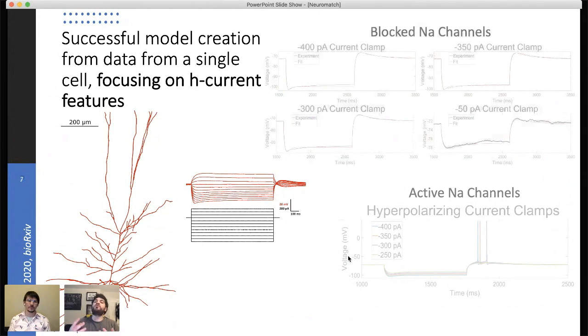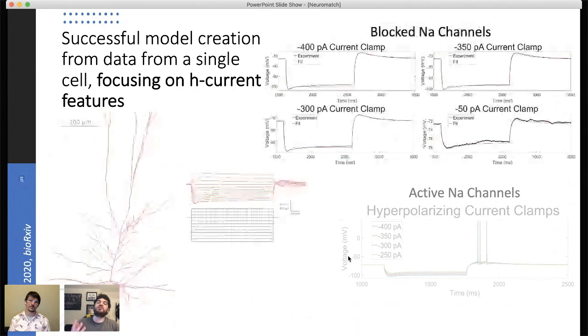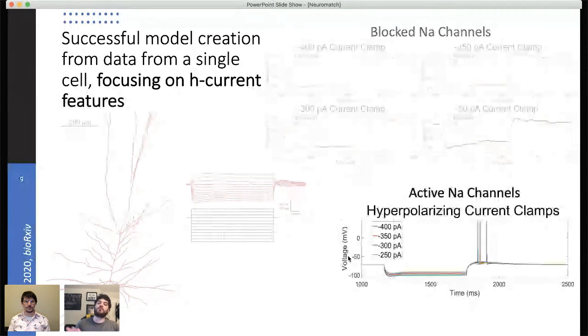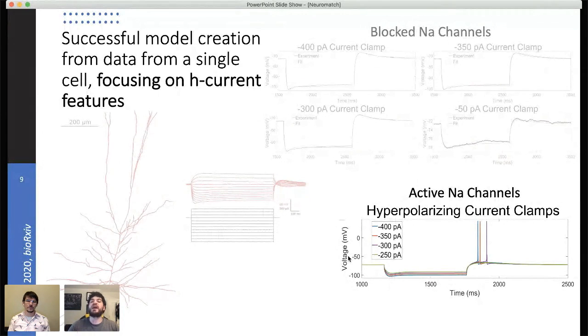We also focused on properties that we knew were driven by the H current when we were creating these models. And these are twofold. First, the voltage response to hyperpolarizing current clamp experiments, and also the capacity for post-inhibitory rebound spiking. Both of these are driven primarily by activity of the H current, and we're able to very successfully replicate these features in our model.